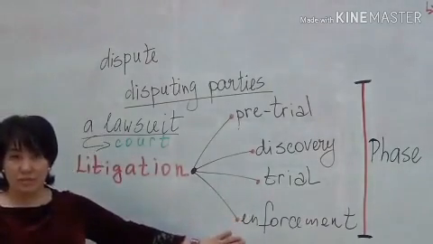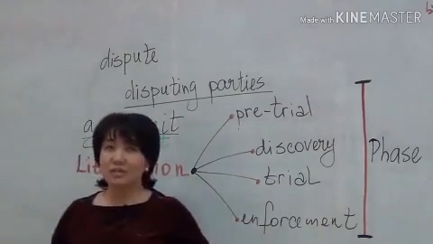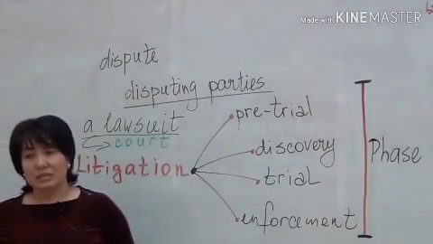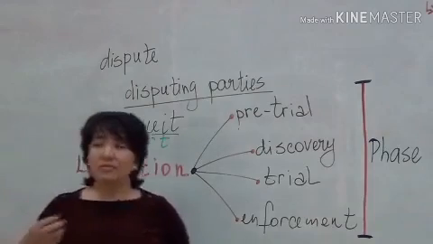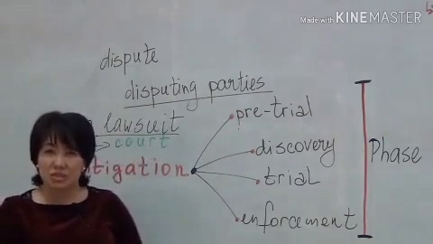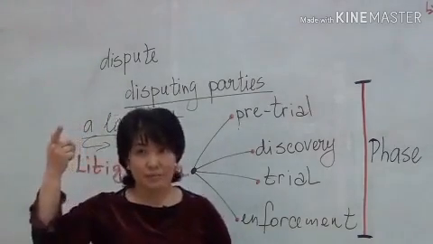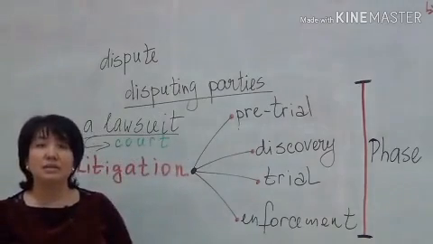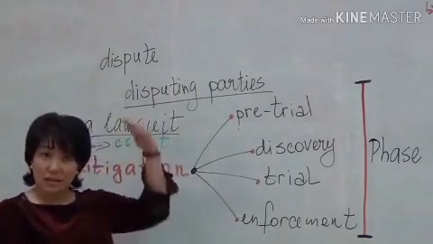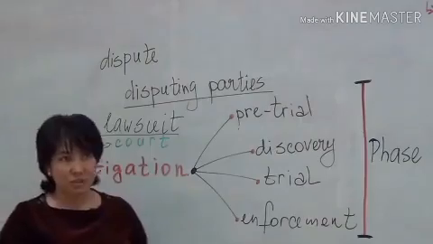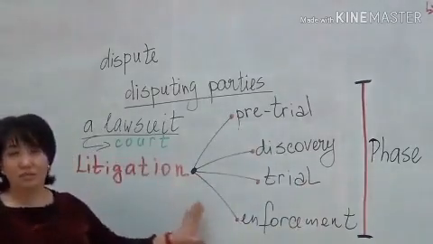In the enforcement phase, usually we know that the case in the court is won by one party and lost by another party. In this phase, the losing party, meaning the party which has lost the case, may file post-trial motions to convince the judge to amend the judgment, or may decide to appeal to a higher court. Maybe later, in a higher court, this losing party may become the winning party as well. And this all happens in the four phases of litigation.